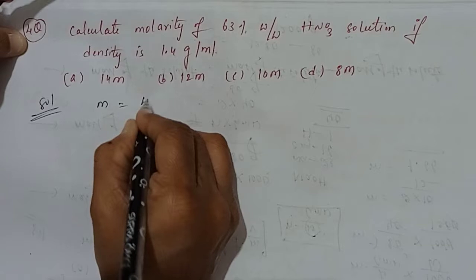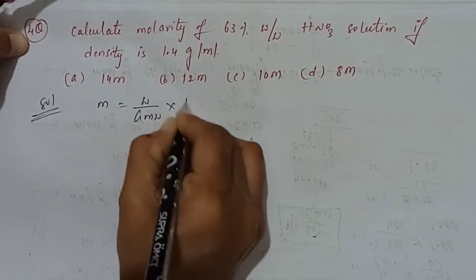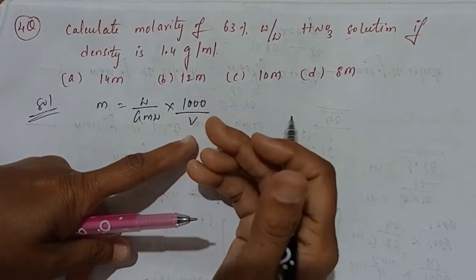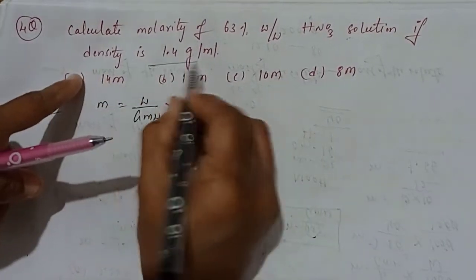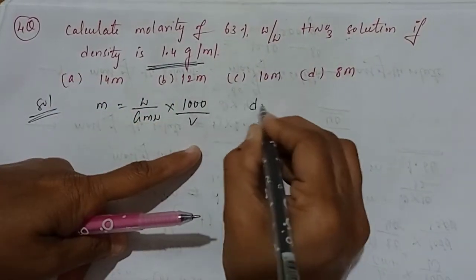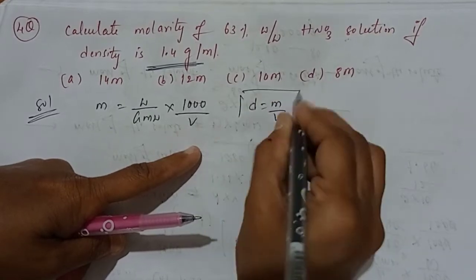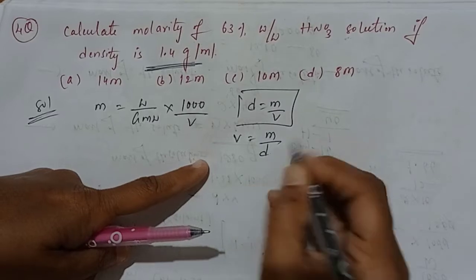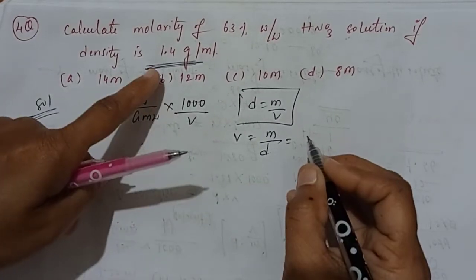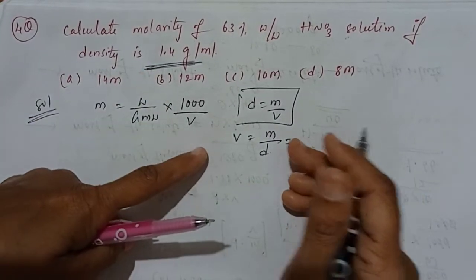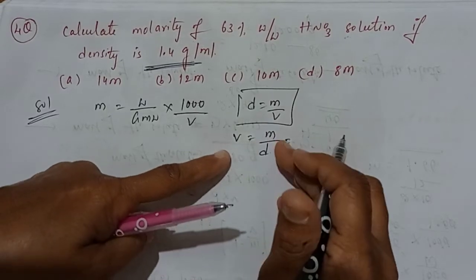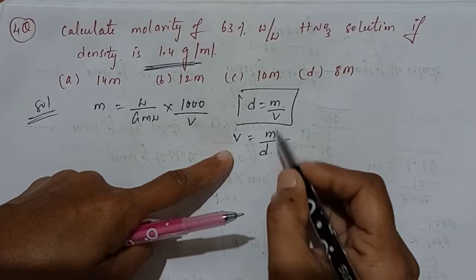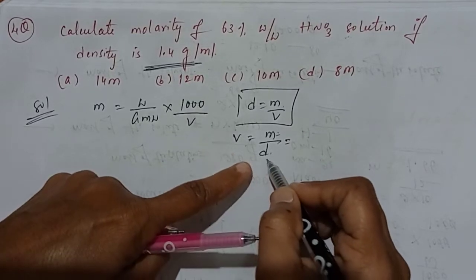So molarity is equal to weight by gram molecular weight into 1000 by volume, the volume of the solution. So to calculate the volume of the solution, density is given, students. So density is equal to, we know the mass by volume formula. So from this volume is equal to what we can write, students? Mass by density. Volume we have to find, so volume is equal to mass by density. Mass is nothing but mass of the solution, and D is the density of the solution.